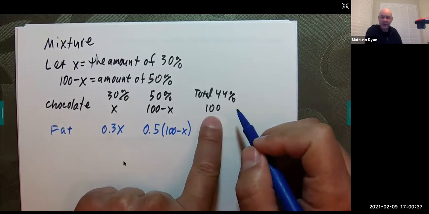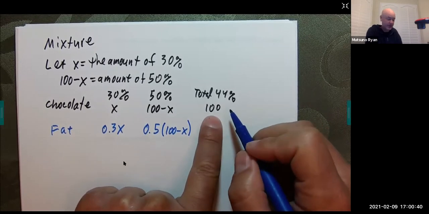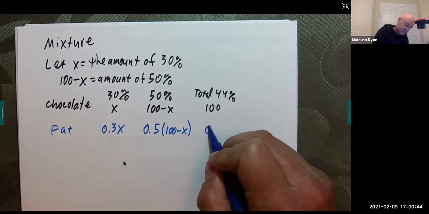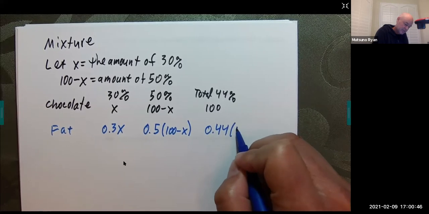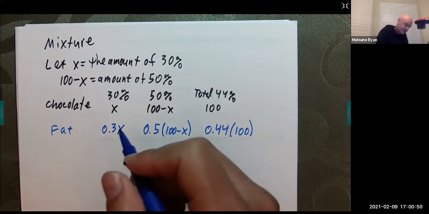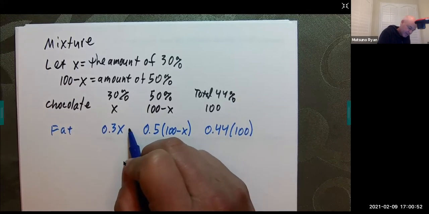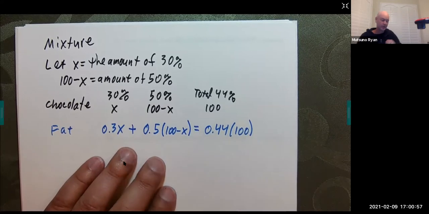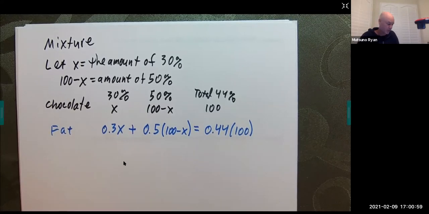Well, there's going to be 100 kilograms of chocolate. How much of that is going to end up being fat? That's going to be the 44%. And if I take the amount of fat from the 30% and I add it to the amount of fat from the 50%, I should get a total. And there is my equation.